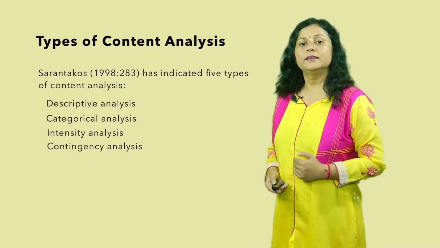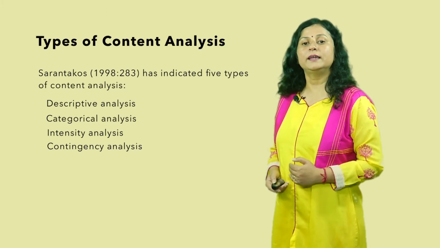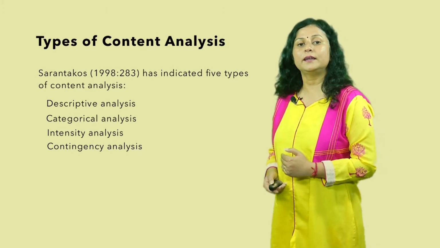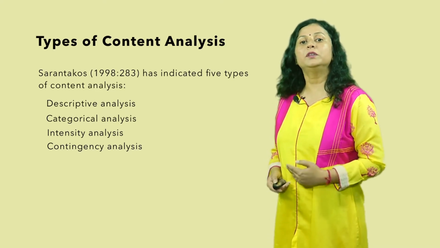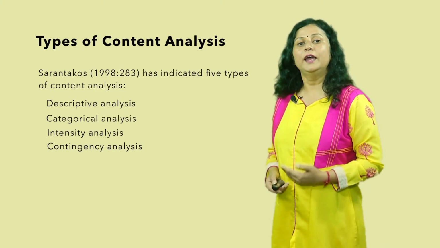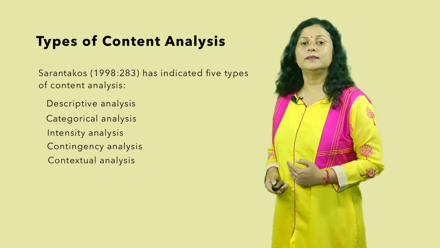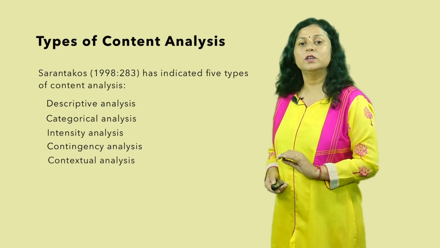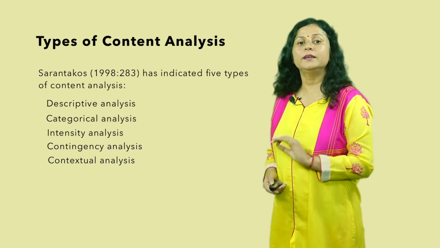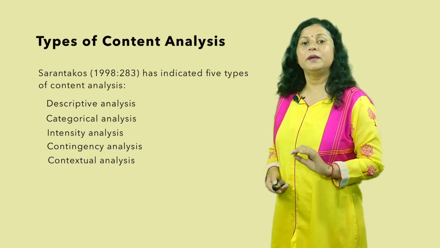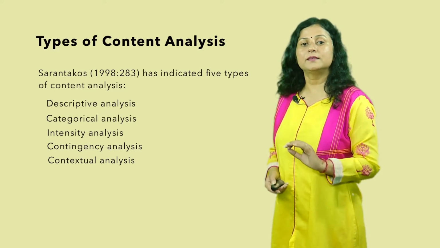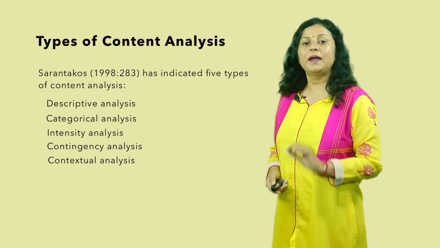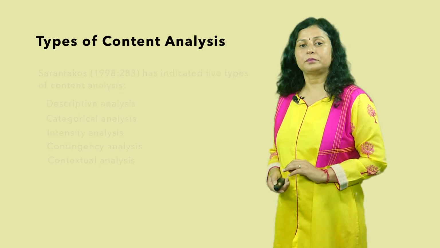Then contingency analysis, which is basically a semantic analysis that is usually employed to make an inference from the text about the personality of the author. And finally, contextual analysis, where the sequence in which concepts appear together is examined. The systematic appearance is not considered accidental, but it expresses the thinking pattern of the author.